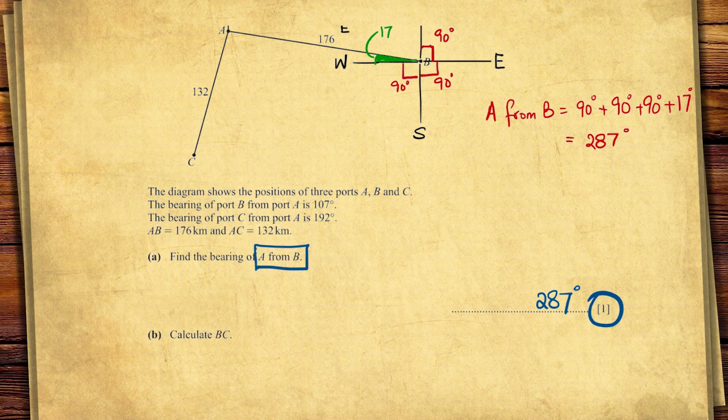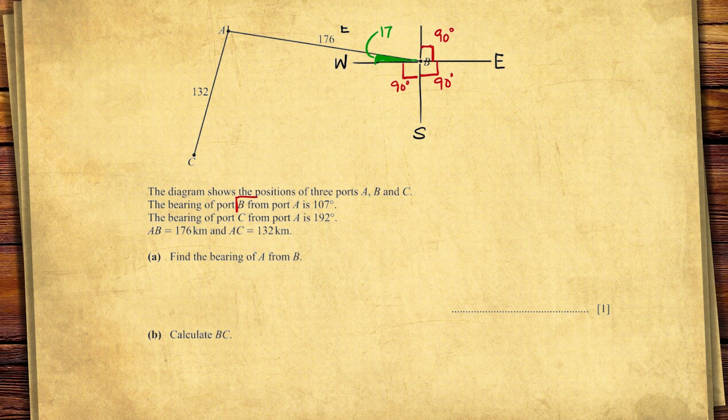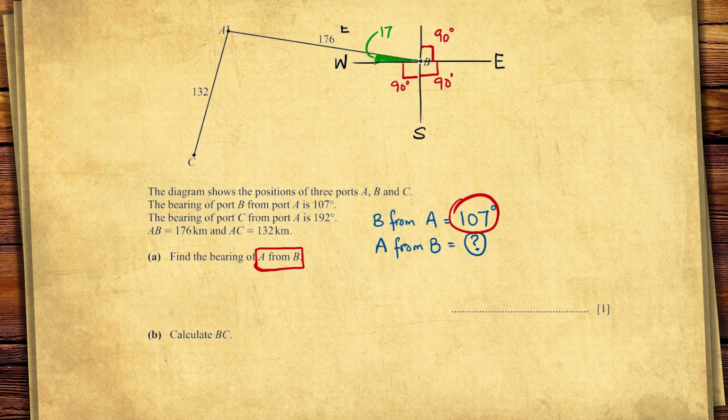Now you may think that that is a lot of working for just 1 mark. There is also a direct method for computing this. Now we are given the bearing of B from A, that is 107 degrees. So the bearing of B from A is 107, and we need to calculate the bearing of A from B. Now B from A is 107, that is less than 180 degrees. So if it is less than 180 degrees, we need to add 180 degrees to calculate the reverse bearing A from B. And that will give us 287 degrees as the reverse bearing A from B.